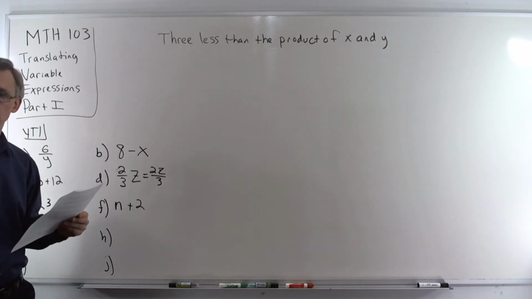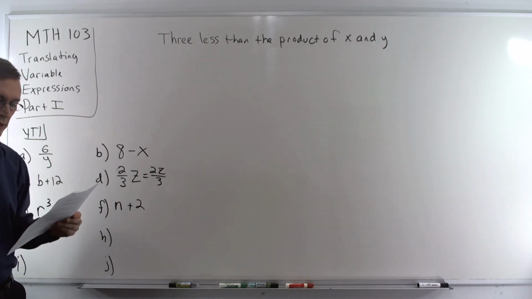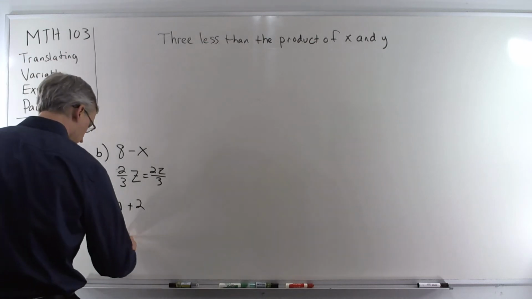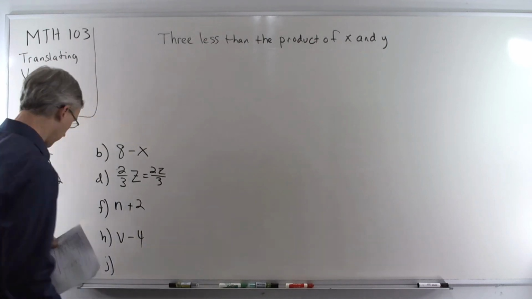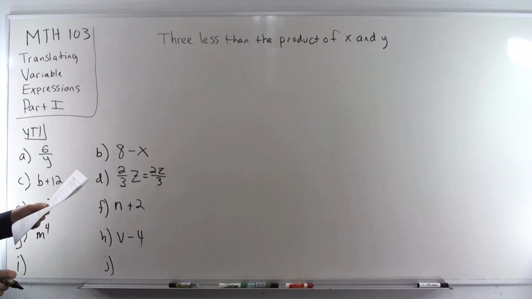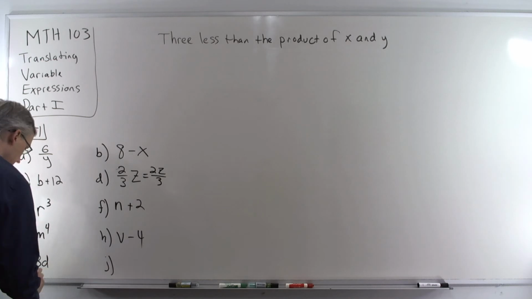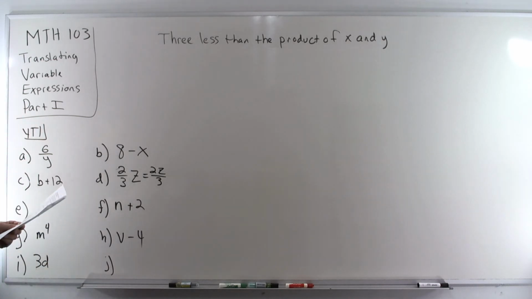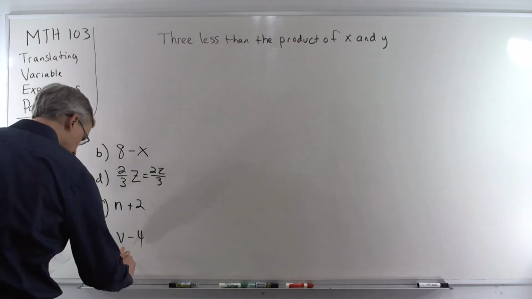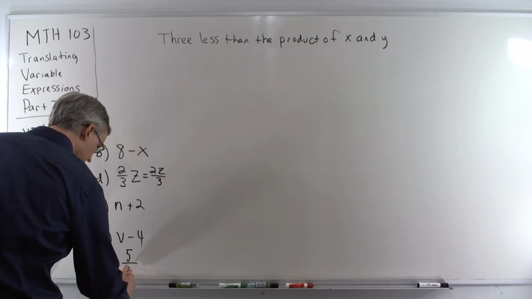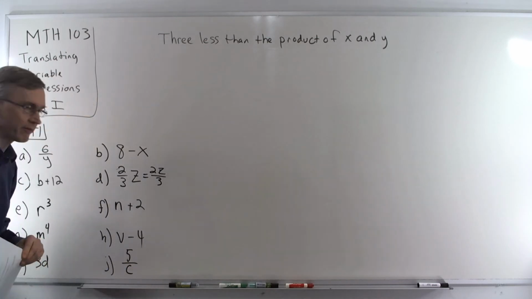All right, this one's a little trickier because we have to reverse the order. So we're starting with v and we're removing 4 from it, so v minus 4. I, the product of 3 and d. Product is multiplication, so that's 3d. And j, the quotient of 5 and c. Quotient is division, so 5 is the first thing in the description. Second thing given is c, so that goes in the denominator. 5 over c.